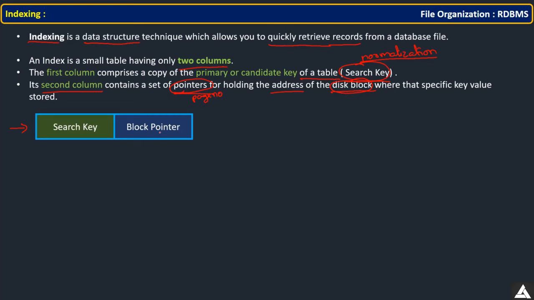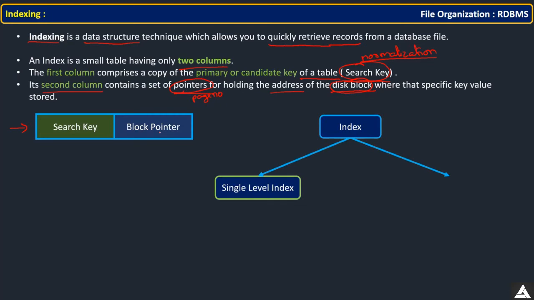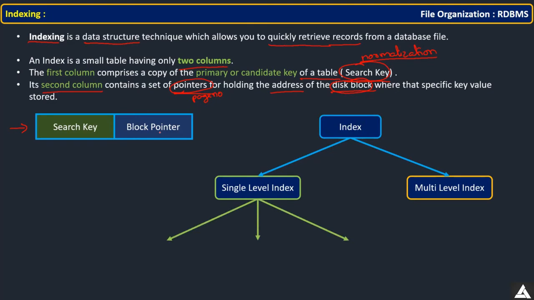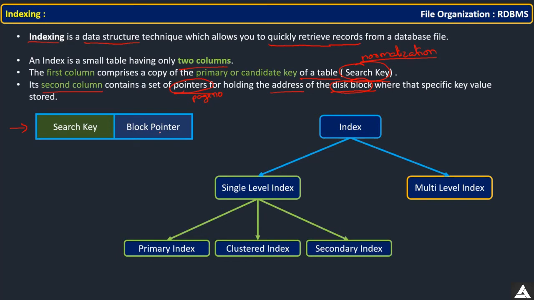Now, this index, how you are organizing it, how you are maintaining it, what are the different strategies we are following. So this index we are going to mainly maintain in two ways. One is single level index and another one is multi-level index. In the single level index, again, you have three types: one is primary index, clustered index, and the secondary index. Everything we are going to see separately.